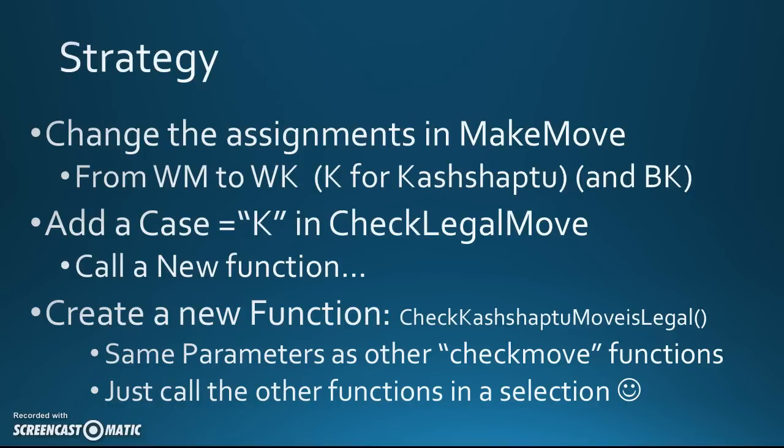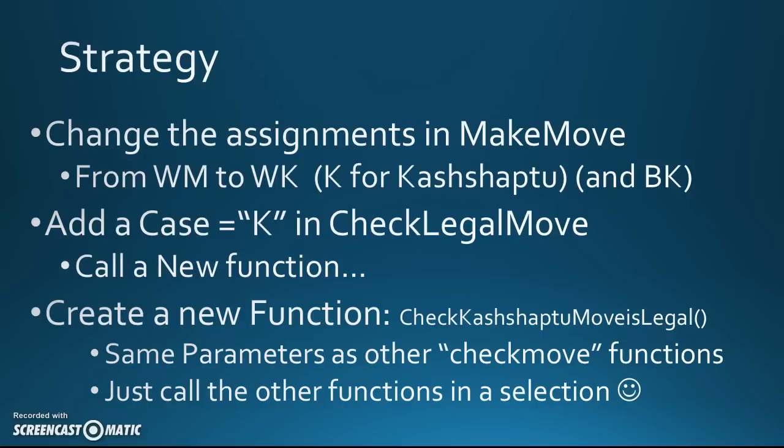The next thing that you need to do is add a select case option into the case statement that's in check legal move. So basically you add a K because we've decided K for Kashshaptu, and then you simply call a new function with the same parameters as all the other piece moves. Then you've got to create that function. In fact, it doesn't really matter which way around you do these two. You've got to create a check Kashshaptu move is legal, with the same parameters as the other one. And as you can see, this is really lovely because you just simply call other functions.